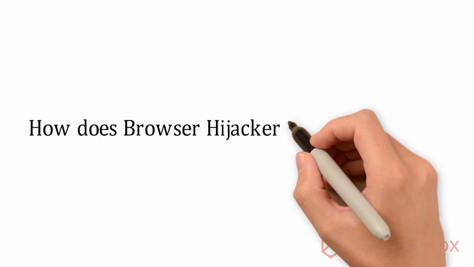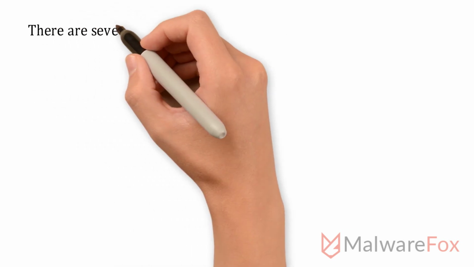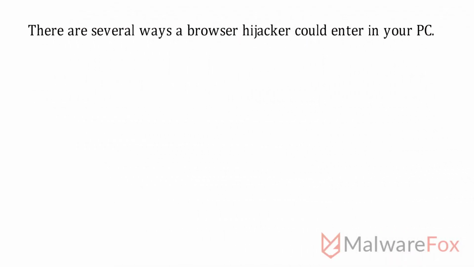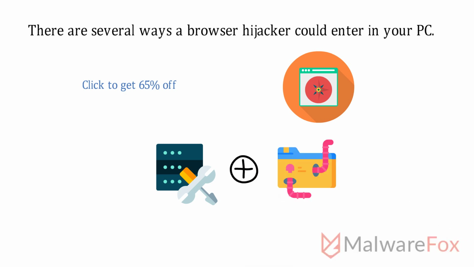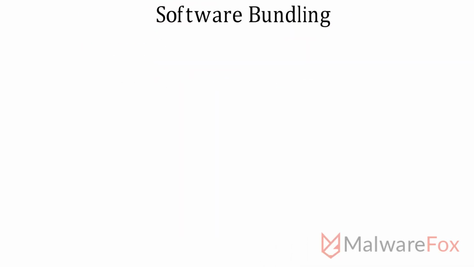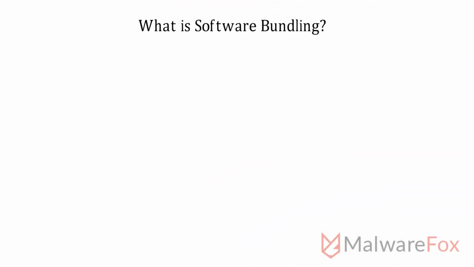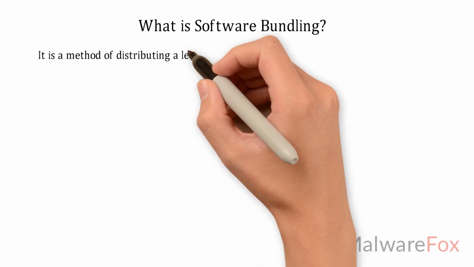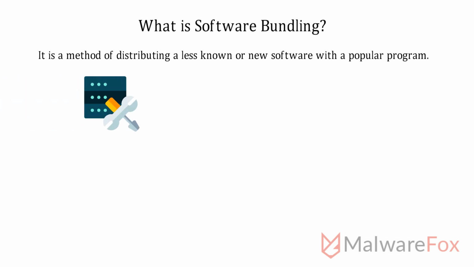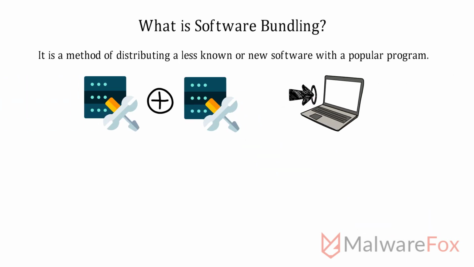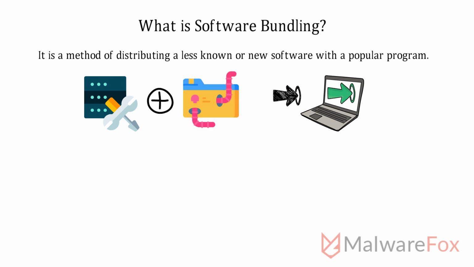How does a browser hijacker enter your PC? There are several ways a browser hijacker could enter your PC. You might click on some link on the internet and end up having the hijacker. However, the most preferred and popular method of spreading the hijacker is software bundling. Now the question comes, what is software bundling? It is a method of distributing a less known or new software with a popular program. Both programs are bundled into one. The program you download seems useful and legit, but the bundled software could be malicious.